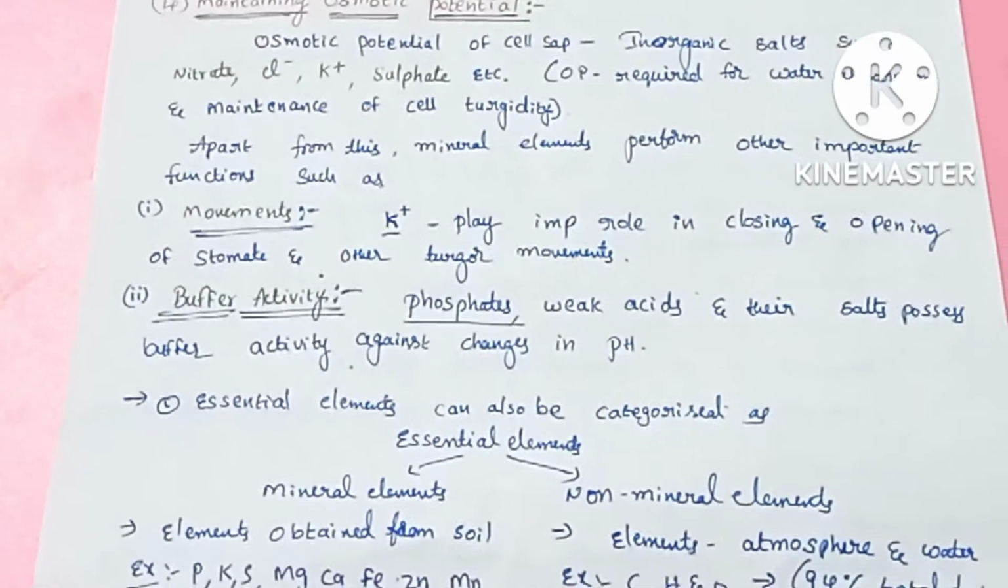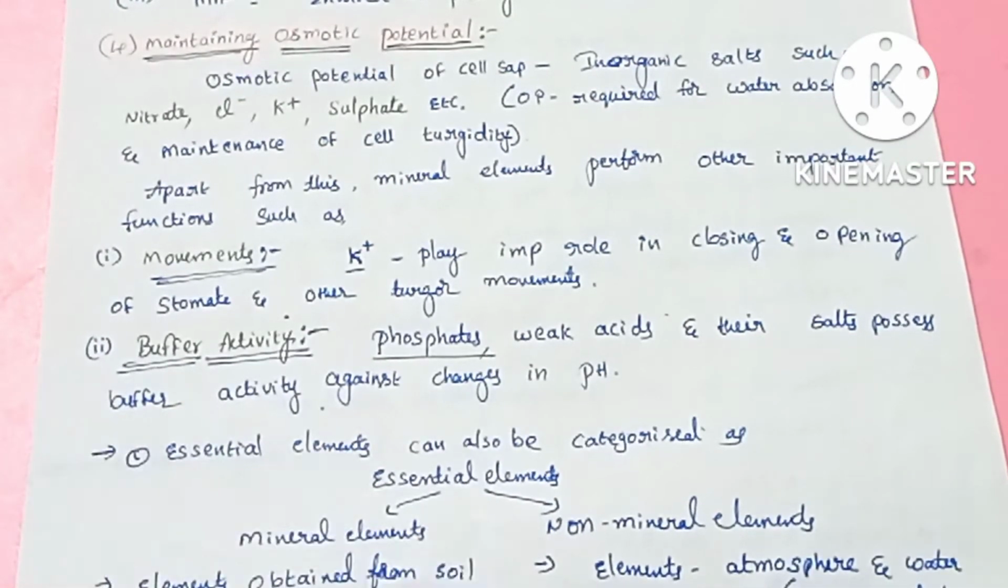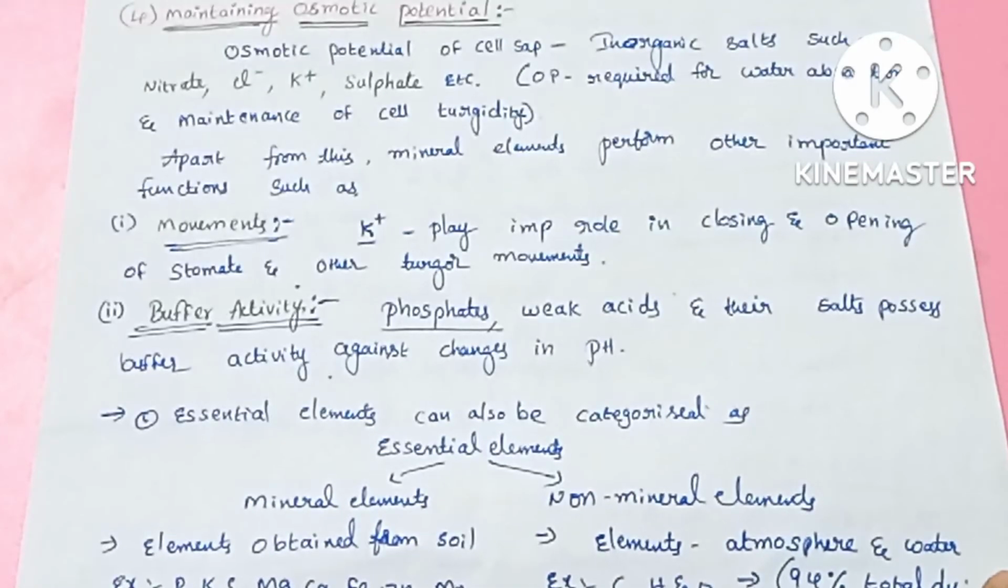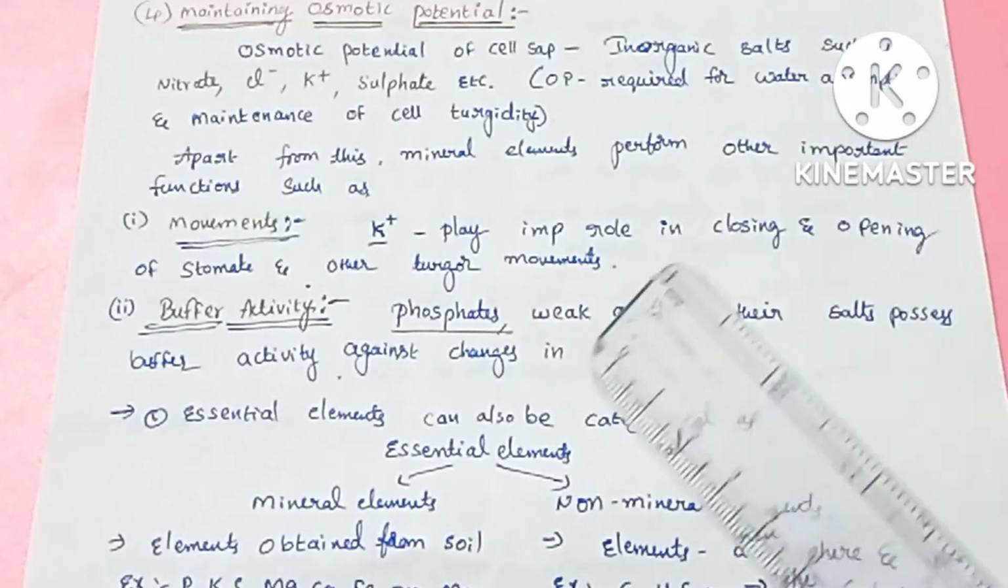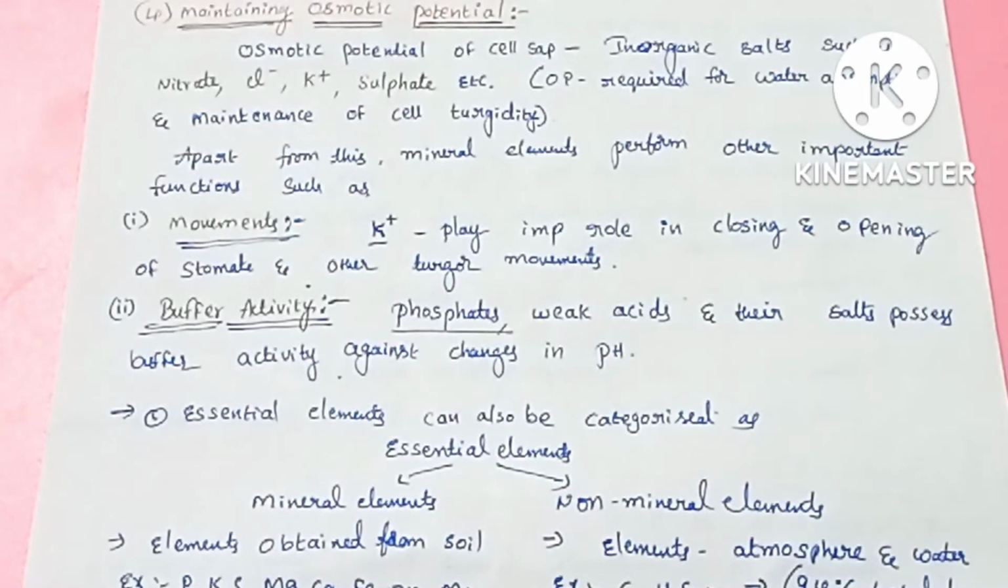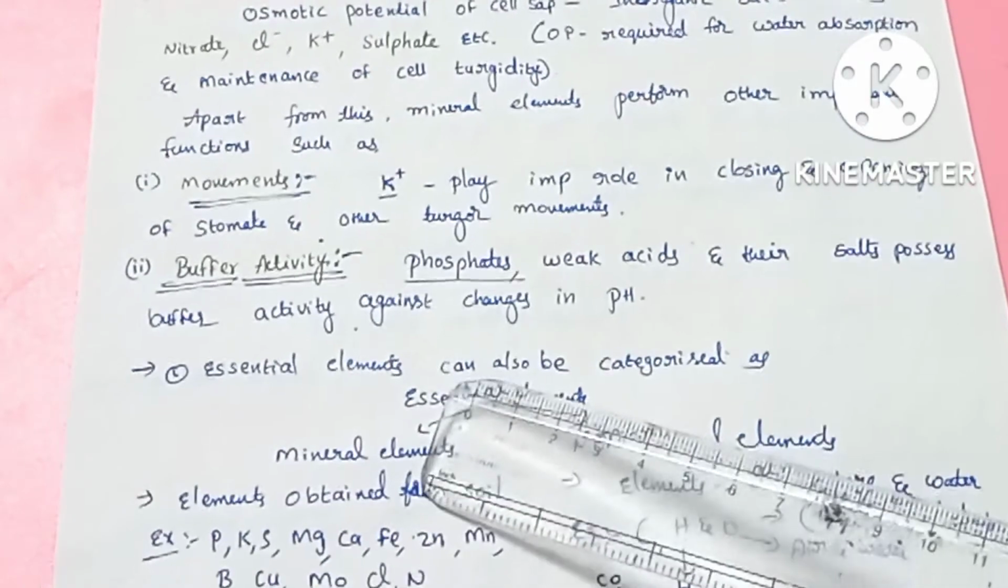Buffer activity means what? Some phosphates and their salts have buffer activity. What is meant by buffer activity? Some buffer solutions can resist even small pH changes, pH high or low changes. So those changes can be resisted by these buffer solutions, right? Here phosphate maintains the buffer activity in the cells.